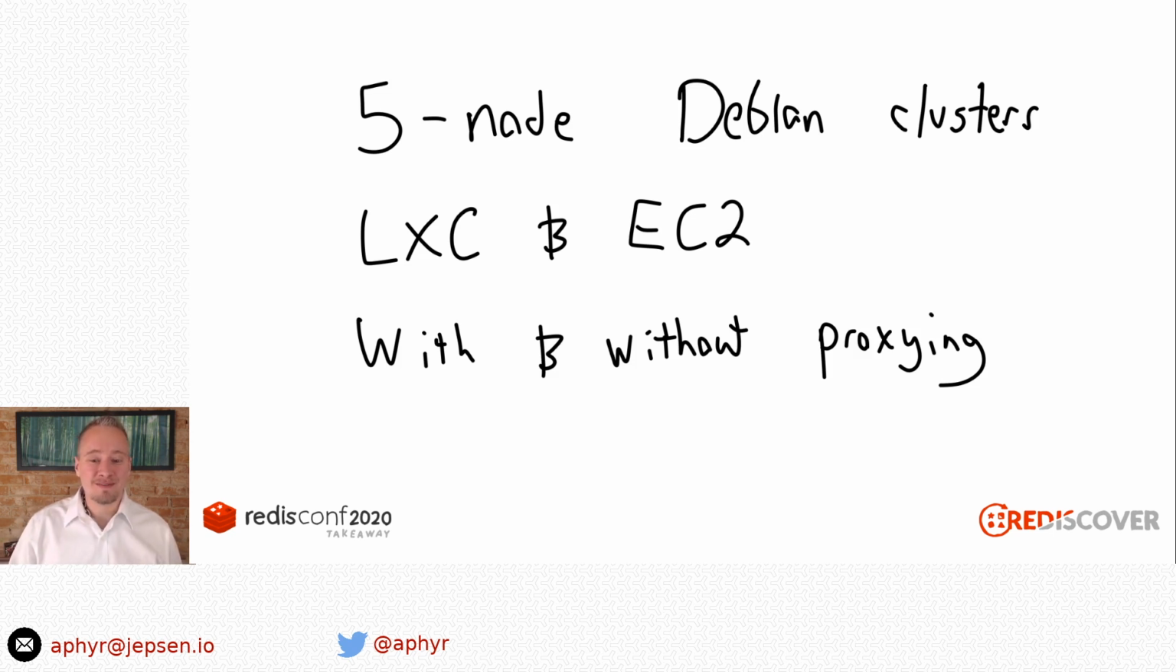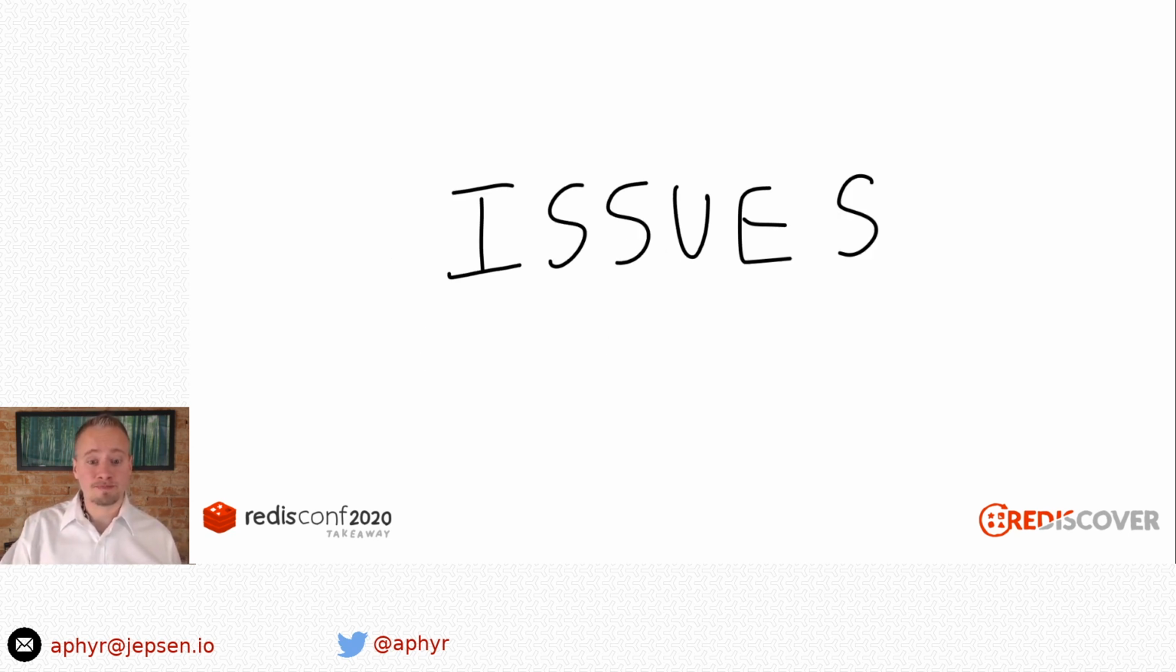We tested using a 5-node Debian cluster running on both LXC Linux containers and EC2, both with and without proxying mode. Proxying mode is where RedisRaft nodes, if they're followers, will send their requests over to the leader in order to get a response. If you turn off proxy mode, you can only make requests against one particular node, which believes itself to be a current leader. We found a number of issues in RedisRaft.